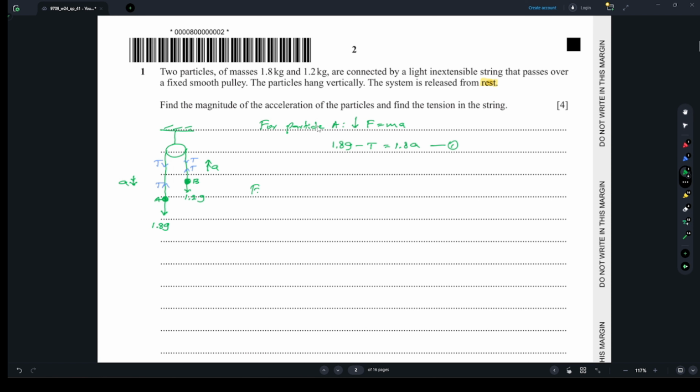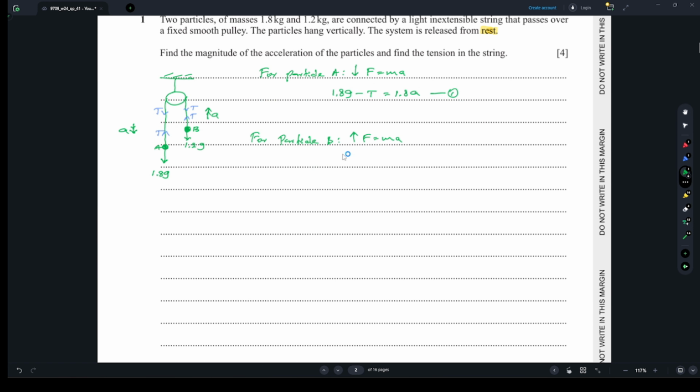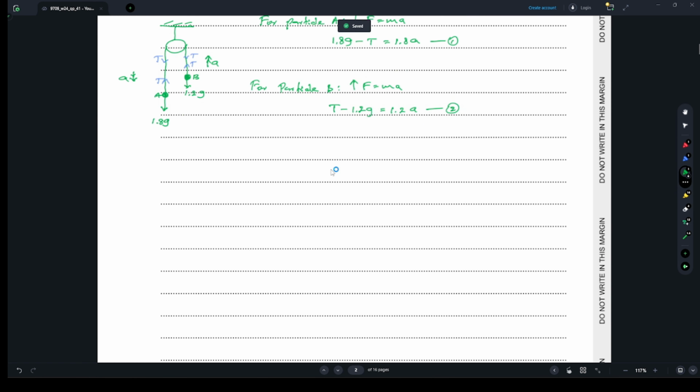And then for particle B, again we can apply F equals ma, upwards, because particle B starts to move upwards. The upward force acting on particle B is the tension, and downwards we have 1.2g, the weight, and then 1.2 times a. We can consider this as equation 2. These are simultaneous equations.